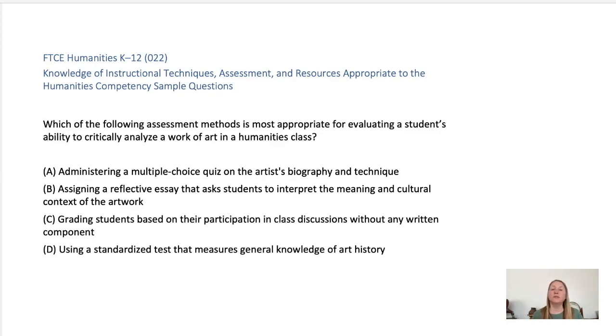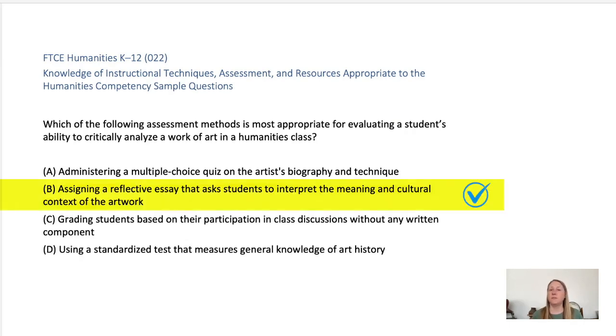A, a multiple-choice quiz is incorrect. This checks memory, not critical thinking. C, grading only on participation is incorrect. Talking is good, but without written work, it's hard to measure depth of analysis or understanding. D, a standardized test on general art history is incorrect. This tests broad facts, not how well a student can think deeply about one specific artwork.